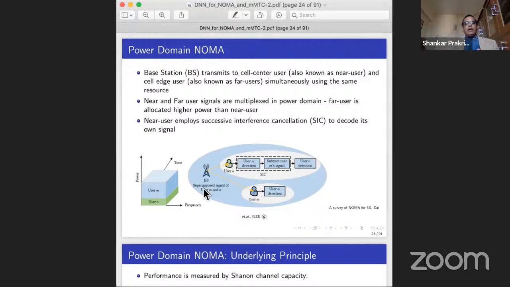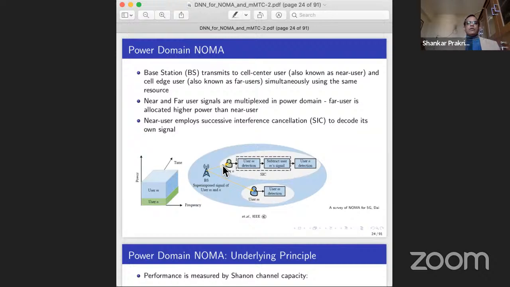But by multiplexing users in power, we're able to use the same resource block to communicate to one near and one far user, with the disadvantage that you have to use more sophisticated signal processing at the near user. Because you've got to get a weighted sum of symbols. When you get a weighted sum of symbols, either you have to use a multi-user detector of some kind, or you use simpler things like successive interference cancellation receivers.